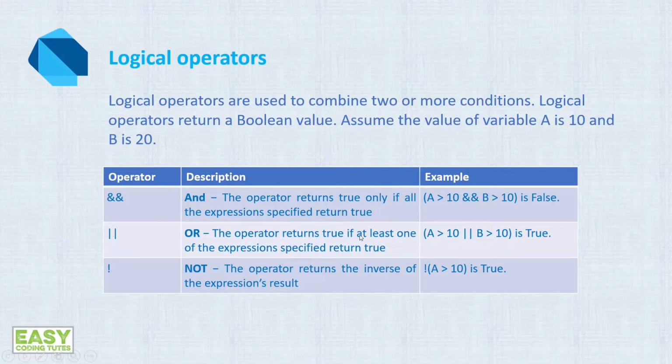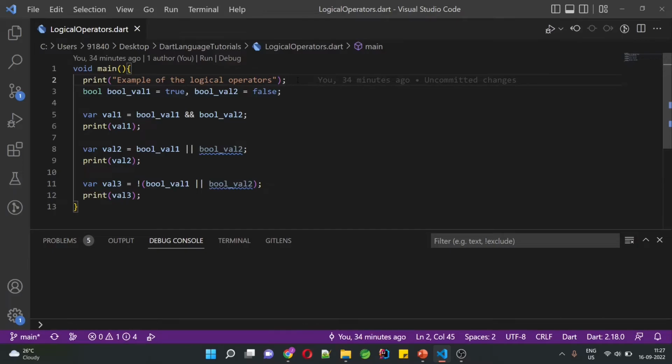The OR operator returns true if at least one of the specified expressions returns true. So here a greater than 10 is not true, or b greater than 10 is true. One expression is true, so its value will be true. Not, the operator returns the inverse of the expression's result. So a greater than 10 is false, but here we have the not operator, so it's true. So here we have the example for logical operators.